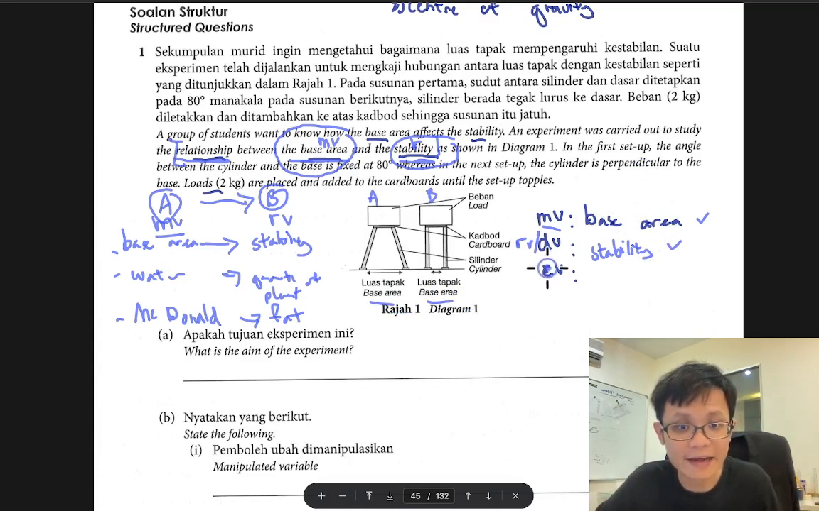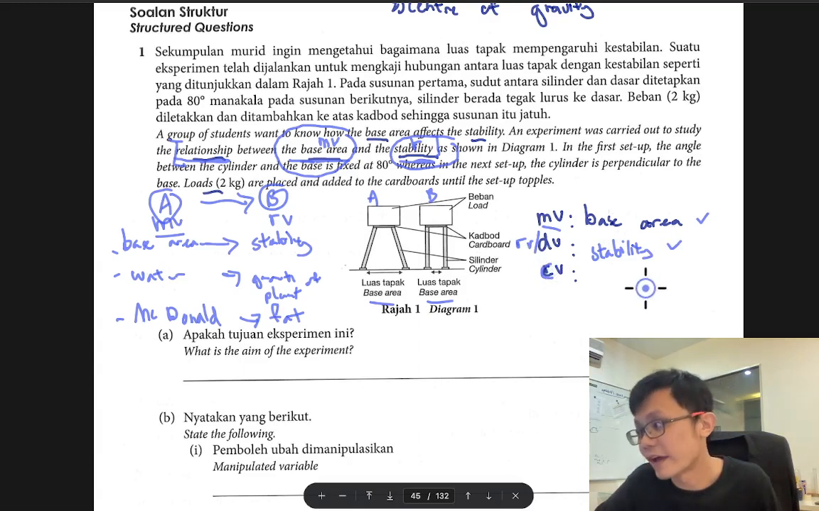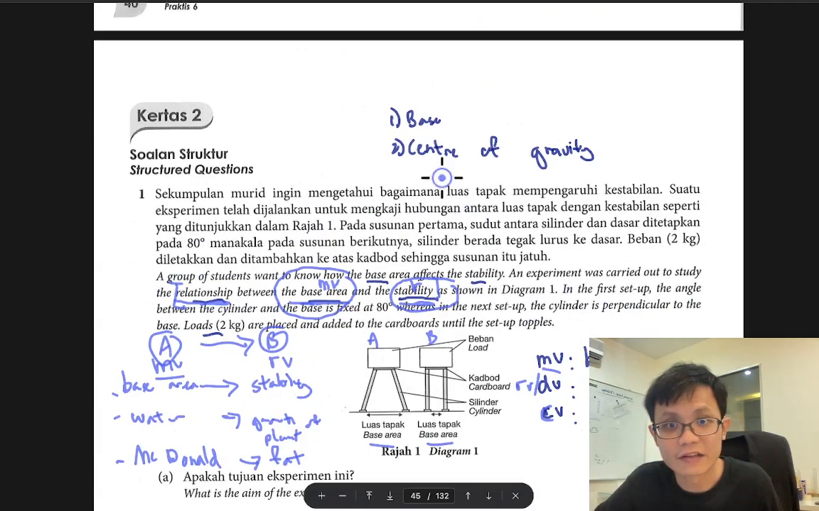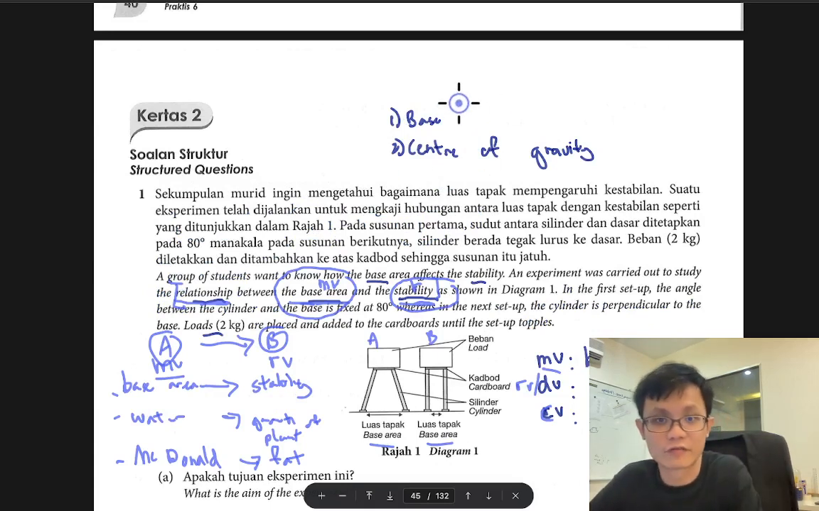Okay, stability, and the constant variable to make sure the experiment is fair. So probably we can know that base area is what we want to change.